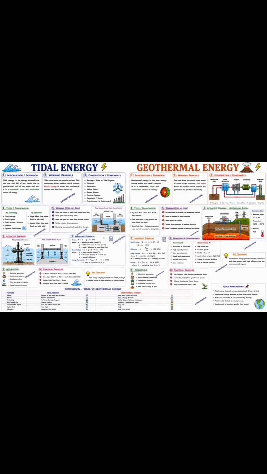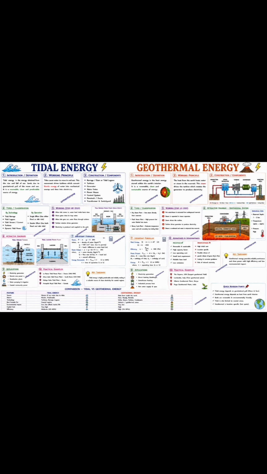Working, step by step. Step 1. When the tide comes in, the water level inside the basin rises. Step 2. Sluice gates close to trap water. Step 3. When the tide goes out, water flows through turbines. Step 4. Turbine rotation drives the generator. Step 5. Electricity is produced and supplied to the electrical grid.